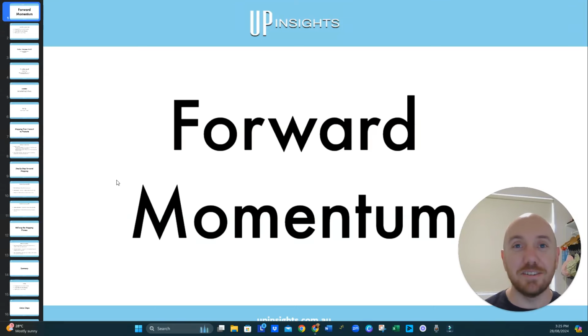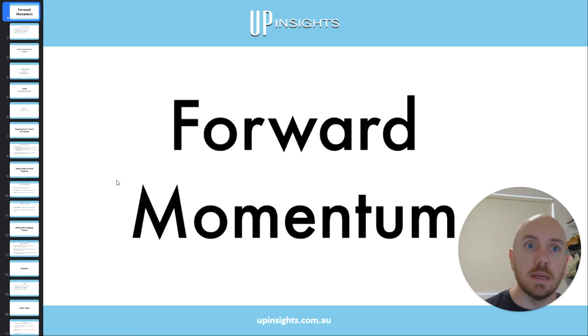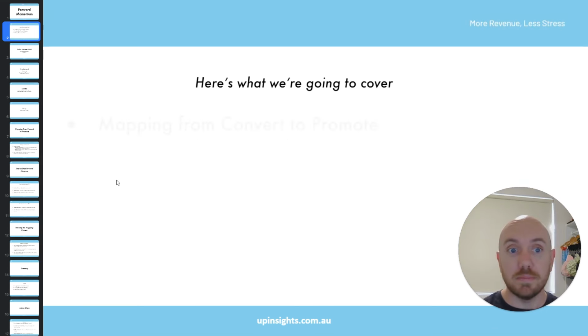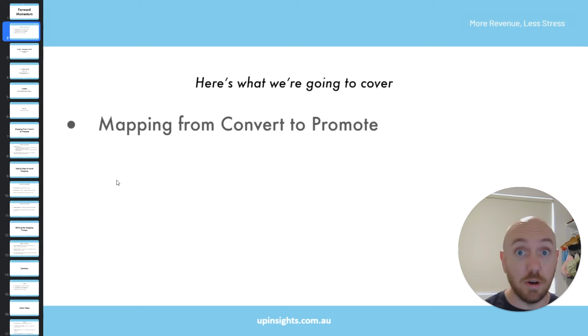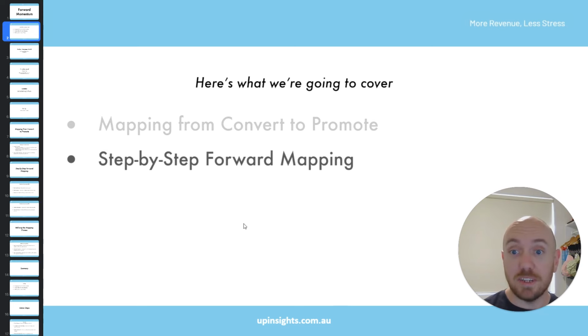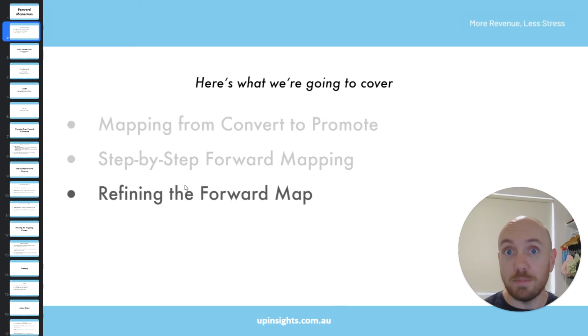Hey, welcome back. Good to see you again. Today we're looking at forward momentum. So we've done our reverse route. We've gone backwards from convert through to aware. Now we're moving forward. So here's what we're going to cover. Mapping from convert through to promote. That's the final stage there. That's the goal, get them to become a promoter. Step-by-step forward mapping. So we'll go through each phase there. And then we'll be refining the forward map. It's everything after the convert point that we're looking at today.